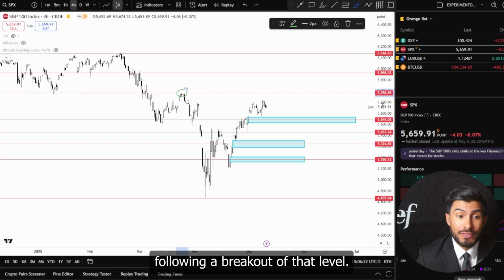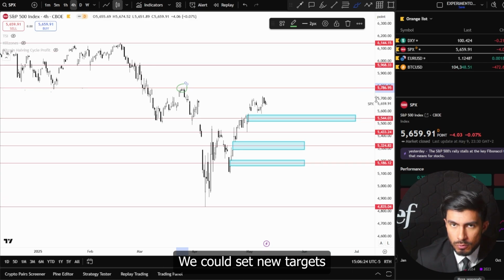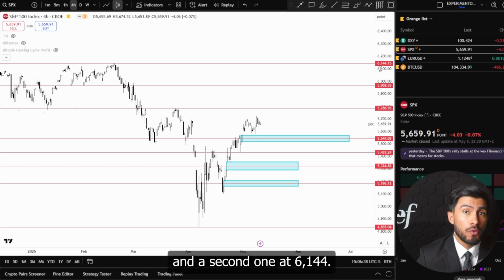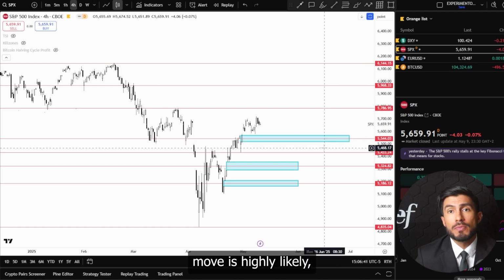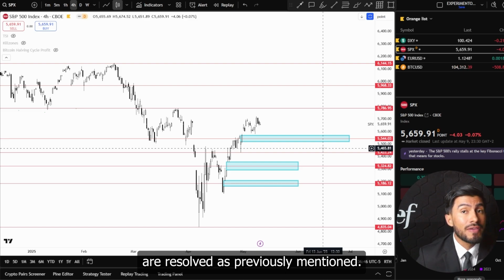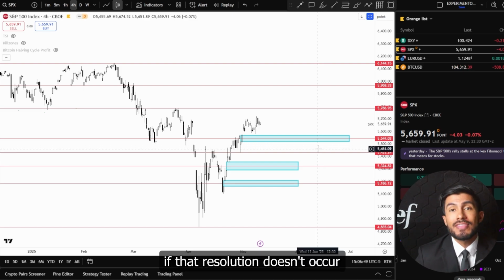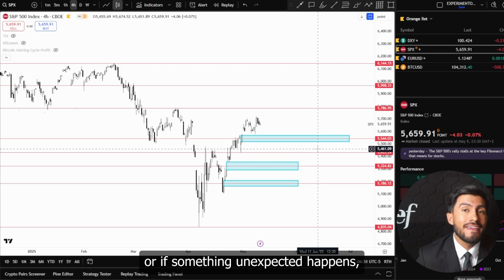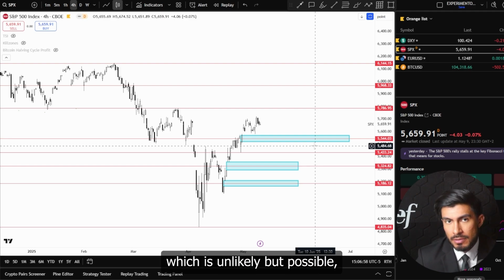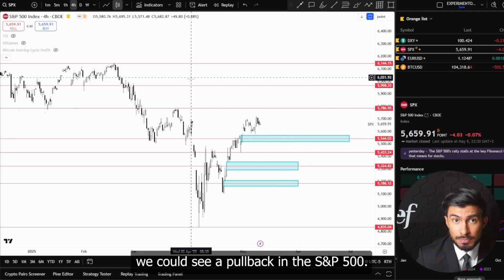Following a breakout of that level, we could set new targets, with the first one at 5,968 and a second one at 6,144 USD. A continued bullish move is highly likely, especially if the tariff issues are resolved as previously mentioned. However, if that resolution doesn't occur, or if something unexpected happens, such as an escalation in tariffs, for example, which is unlikely but possible, we could see a pullback in the SP 500.